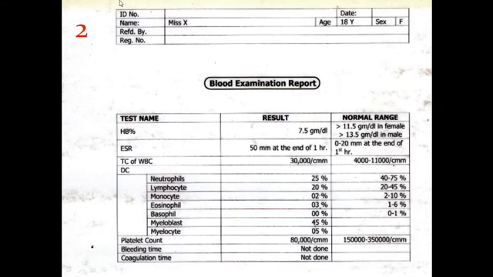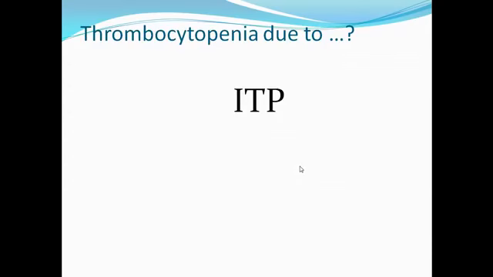If we first go through from the very first to the very last: name, age, sex, hemoglobin percentage 7.5, it is deficient, less; ESR 50, that is increased; total WBC count increased; neutrophil decreased; lymphocyte lower limit normal; monocyte, eosinophil, myeloblast, myelocyte, and platelet count. So what is the diagnosis of this report? Is it ITP?